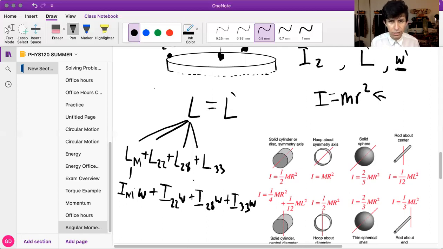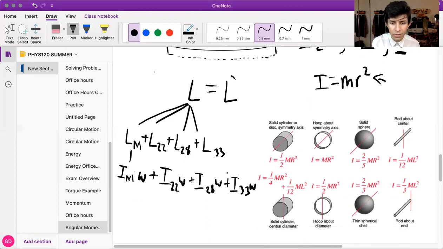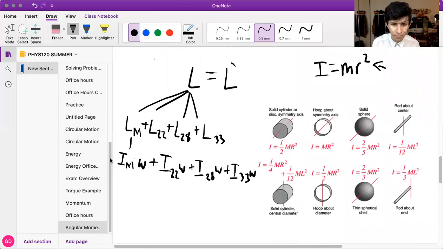It starts to stretch out because you have so many things to account for. We know that omega is the same for all of them, so we're going to pull that out. Now you have omega times the inertia for the merry-go-round, sorry, plus inertia for 22 plus inertia for 28 plus inertia for 33.